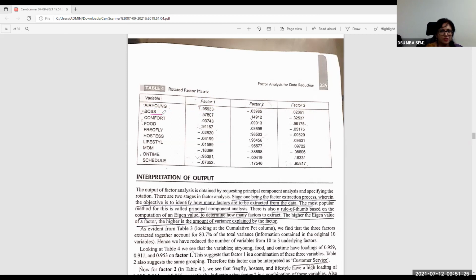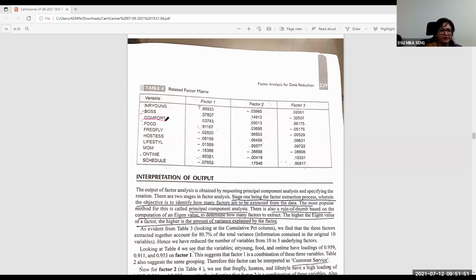Boss, that is my boss is also flying in the same aircraft, right? So that statement has a high correlation, and the coefficient is very high in factor 1, 0.57807. Same thing, it has a low coefficient in factor 2 and a negative coefficient in factor 3. So this boss also patronizing that brand is in the first factor.